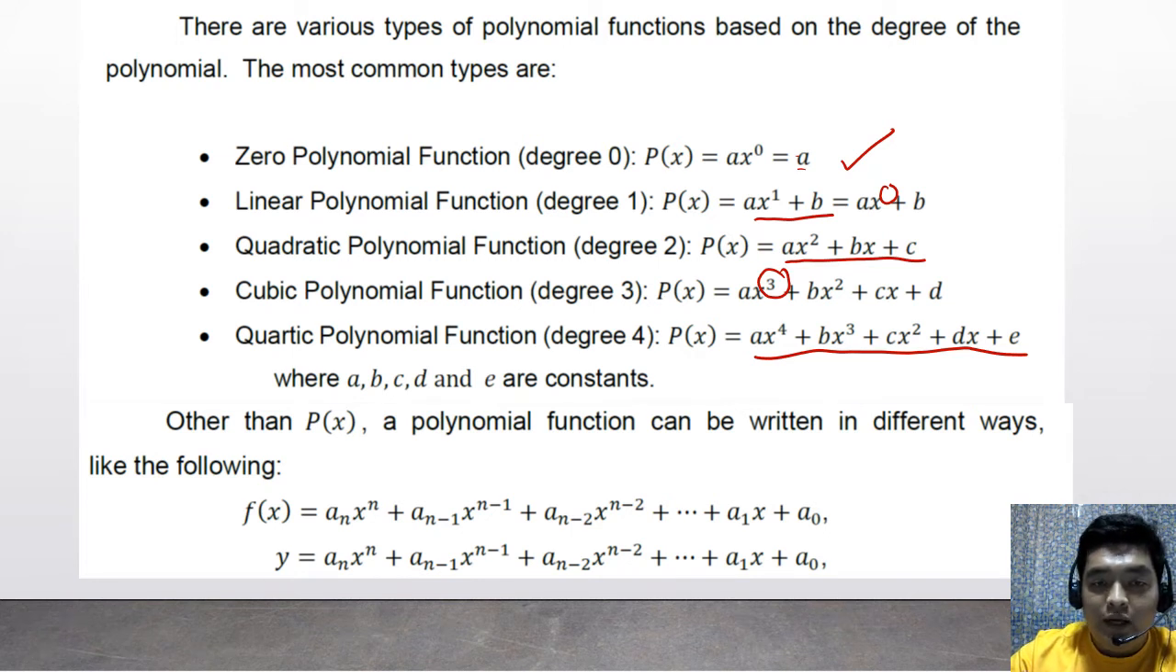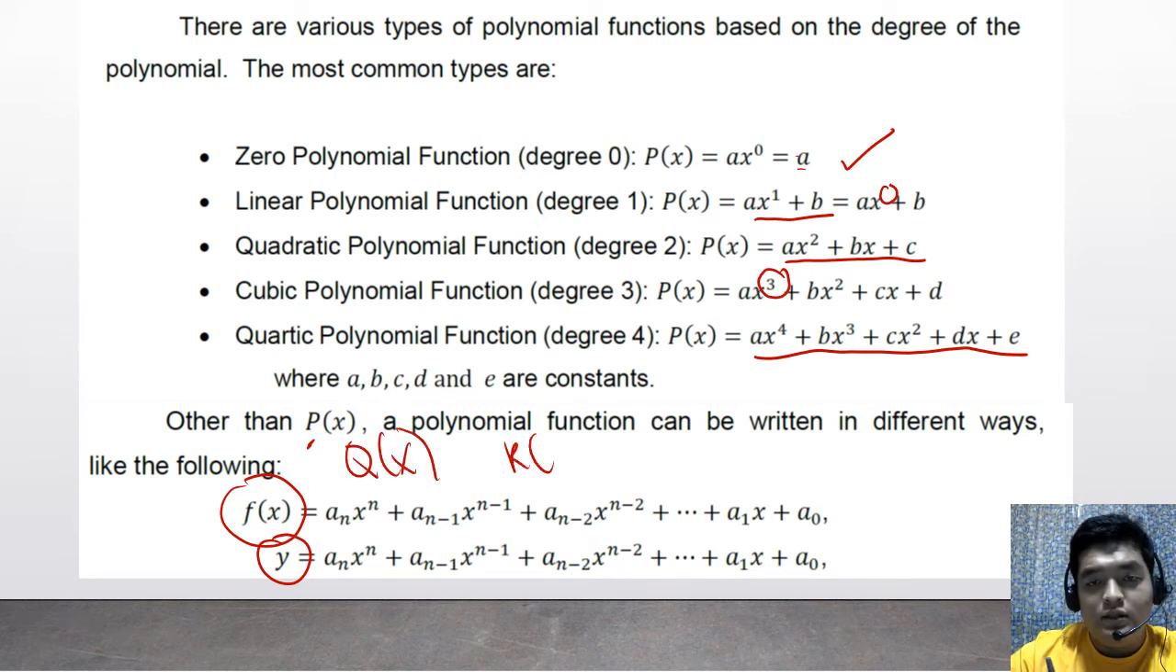Other than p of x, a polynomial function can be written in different ways, like the following: f of x, which is just our y. You can use any letters here, not only p, but we can use q of x, r of x, and many more, or f of x.